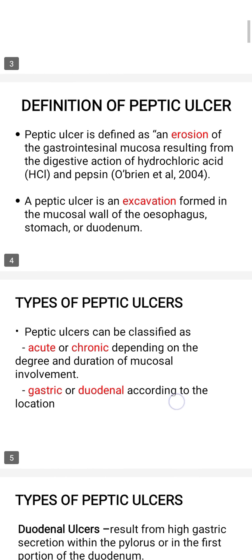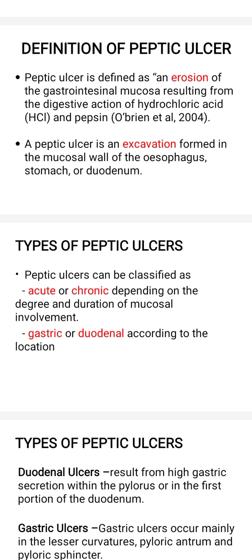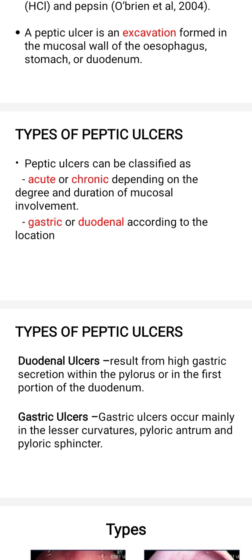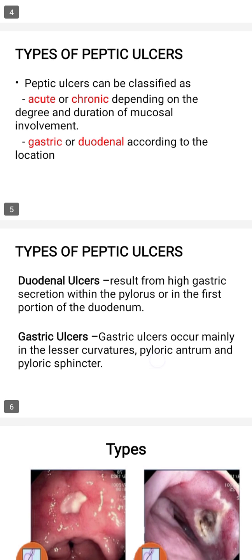These ulcers are classified into two: acute or chronic. And we have three types of peptic ulcers, named according to the location. If they are located in the esophagus, they are called esophageal ulcers. If they are located in the duodenum, they are called duodenal ulcers. If they are located in the stomach, they are called gastric ulcers.